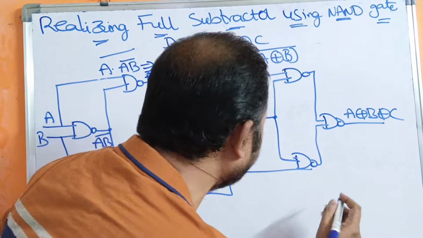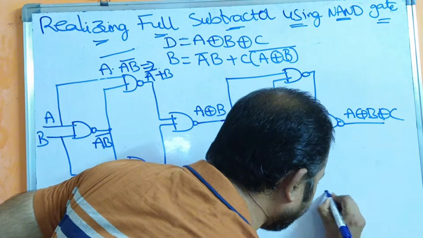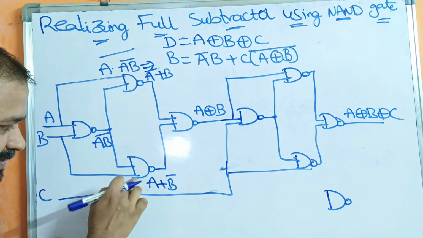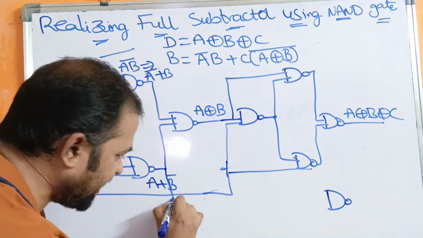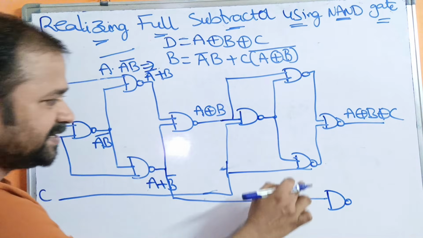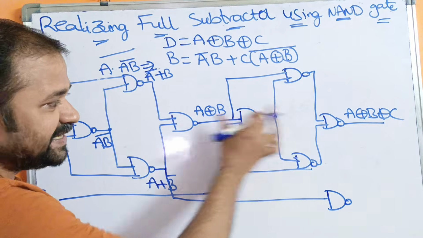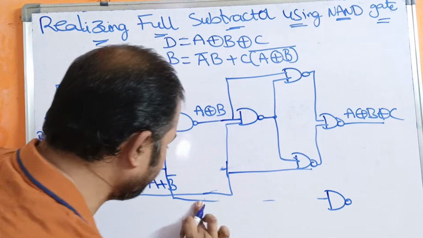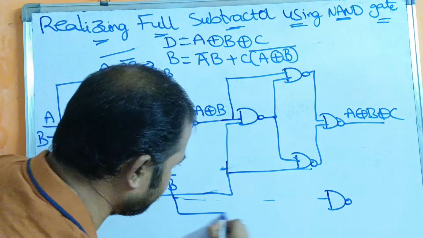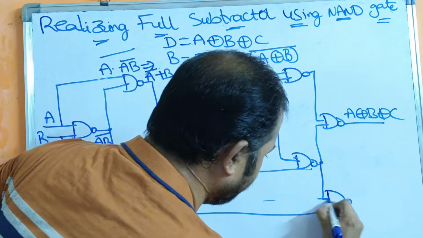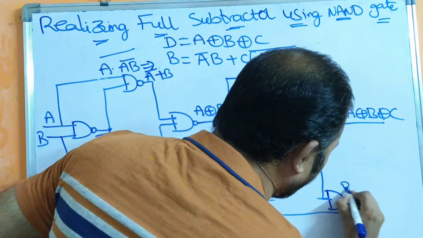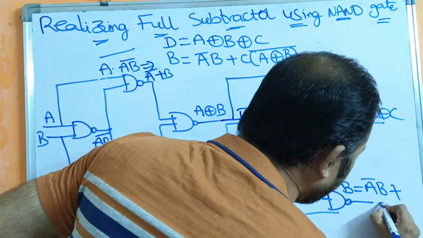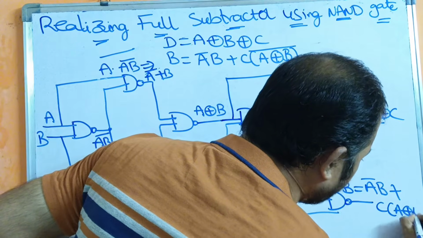For the borrow, we require another NAND gate. This NAND gate receives one input from the first NAND gate and another input from the third NAND gate. Let us draw a little bit lower. Now it produces the borrow as the output. What is the formula for the borrow? A bar B plus C into A exclusive OR B whole bar.